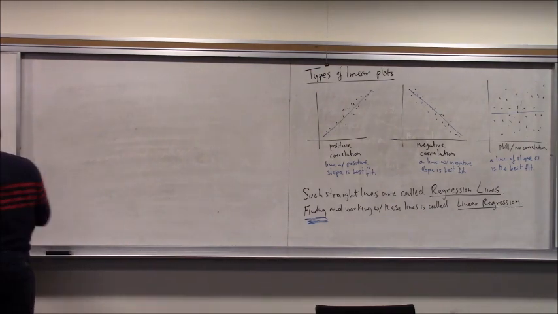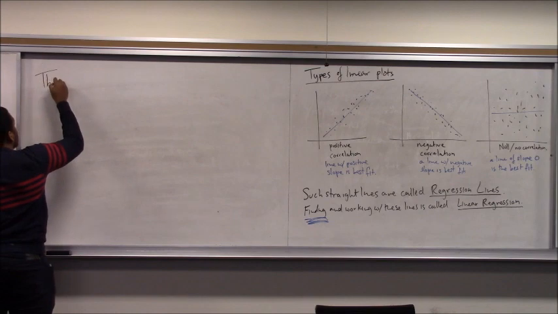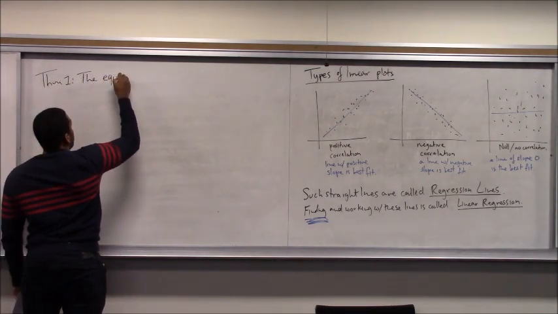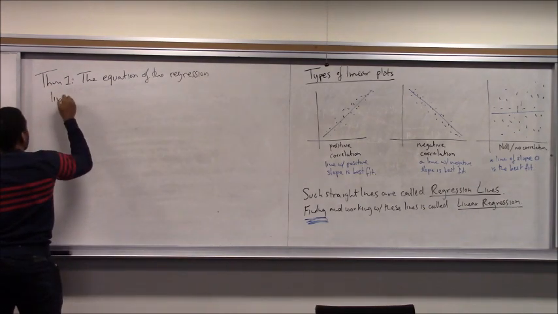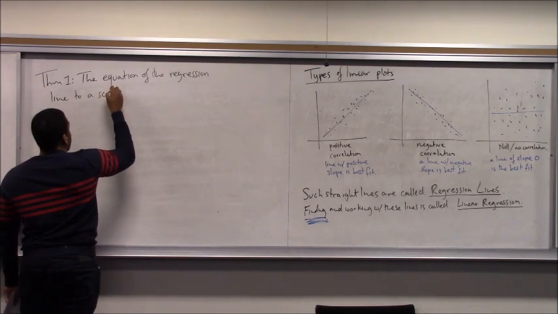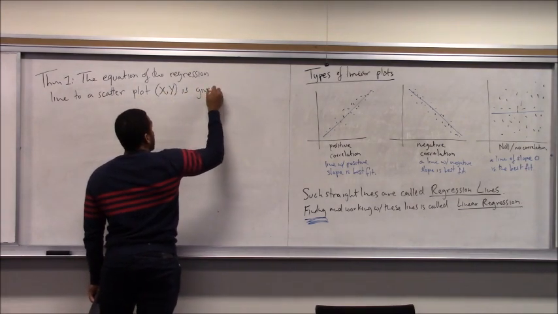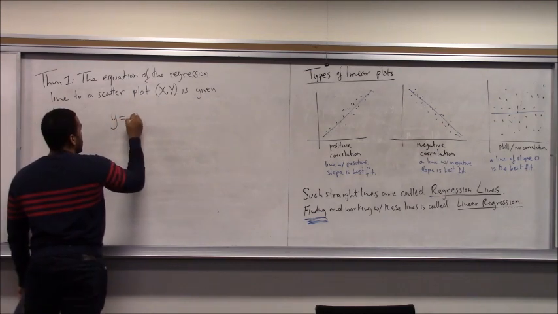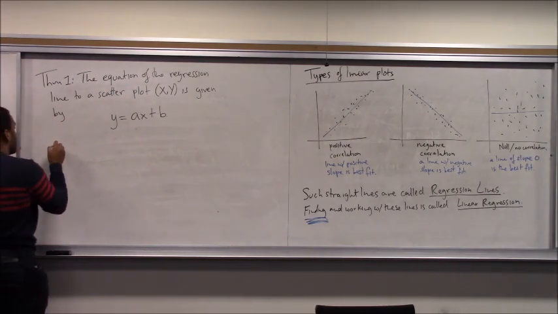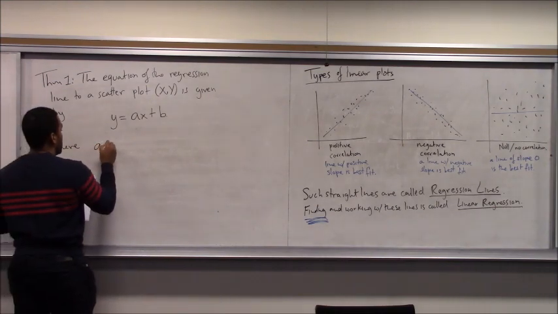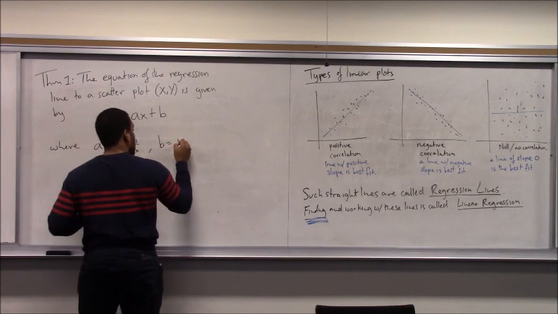And again, you don't have to know where these formulas come from because it's multivariable calculus, but there's a theorem that tells us the equation of the regression line to a scatter plot of xy is given by, so we have a formula here, it's y equals ax plus b is the common notation, and your calculator will use that notation as well, where your a is actually equal to r times sy over sx, and your b is equal to y bar minus a times x bar.